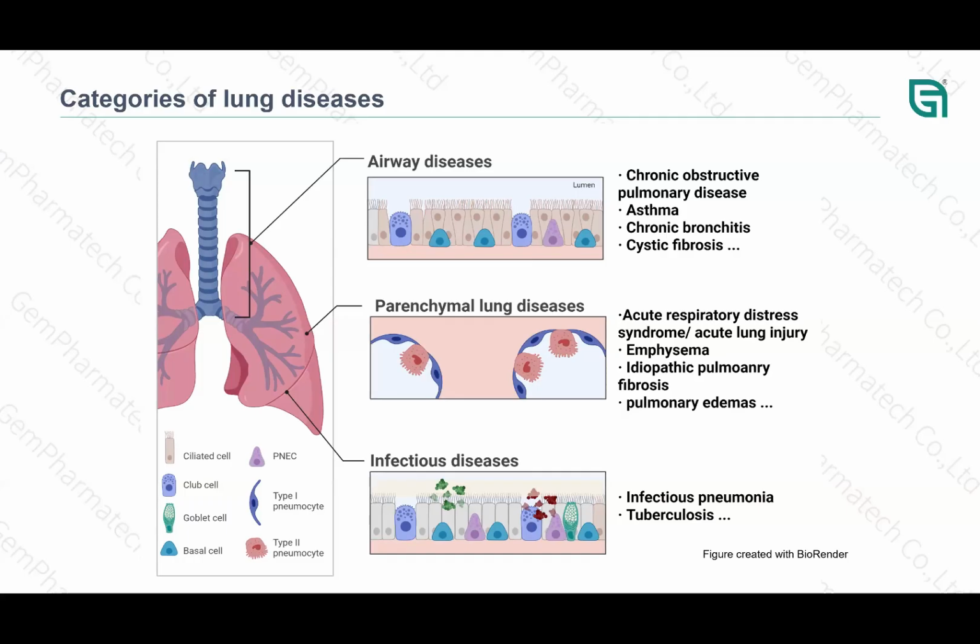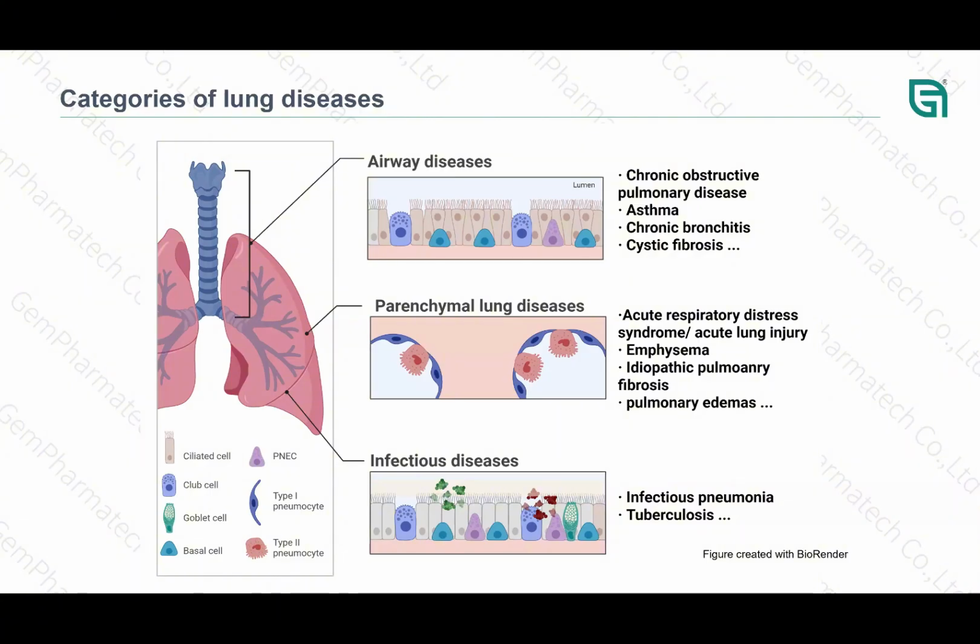The first one is the chronic inflammatory disorders, which are also the airway diseases, like asthma and chronic obstructive pulmonary disease, COPD for short, characterized by airway hyperresponsiveness, inflammation, and progressive lung function decline.